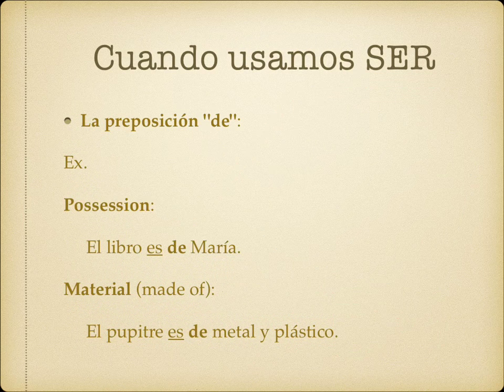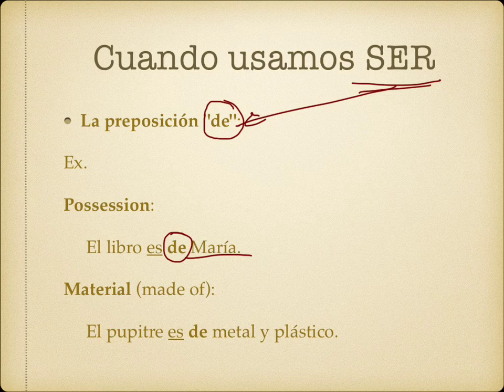All right, it's also used, like I mentioned earlier, when talking about origin, you'll see the preposition de. So anytime we're saying something is of something or from something, we're going to use the verb ser with it because it's identifying it also. Like, for example, possession. El libro es de María. It is of Maria. Or in our case, we'd say it is Maria's book.